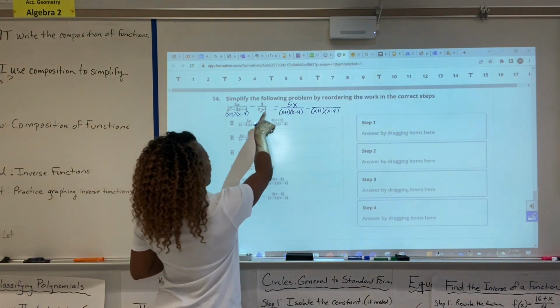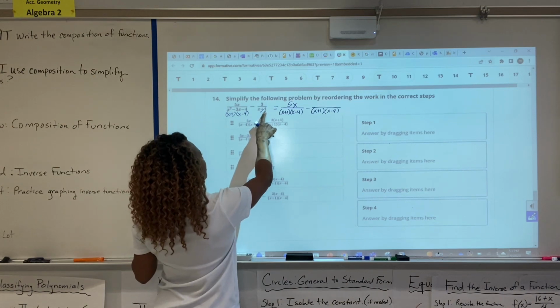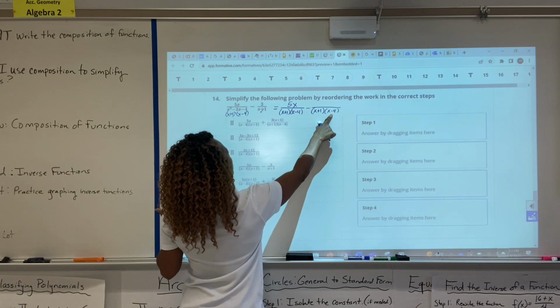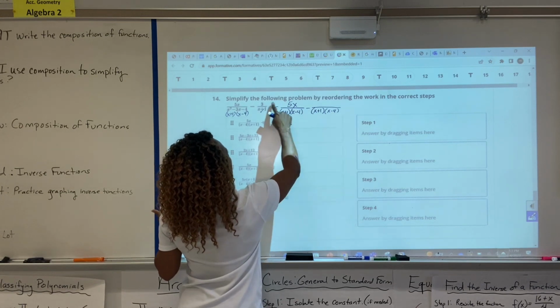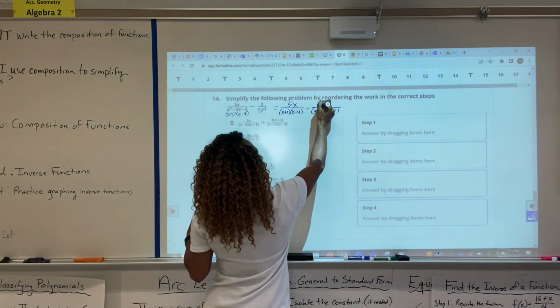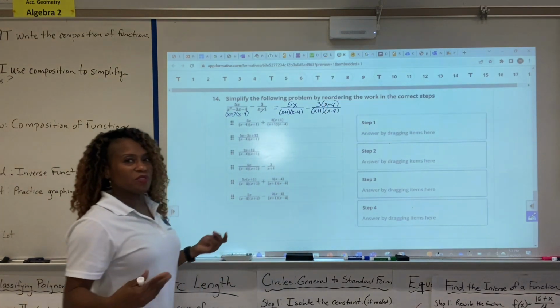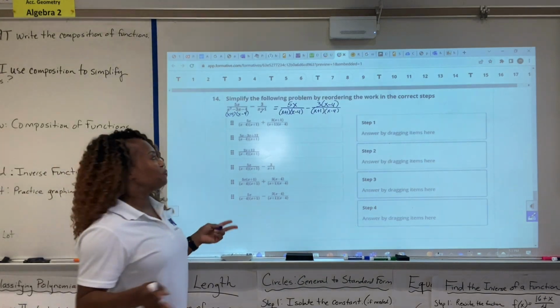But this 3 is gonna have to change. What did I add or multiply to this? I kept the x plus 1, but then I multiplied x minus 4 in order to get the LCD. That means I need to do the same to the 3. So I have to do 3 times x minus 4. Because whatever you do to the bottom, you do to the top. Whatever you do to the top, you do to the bottom.